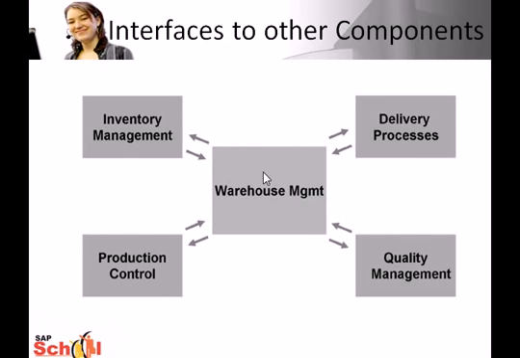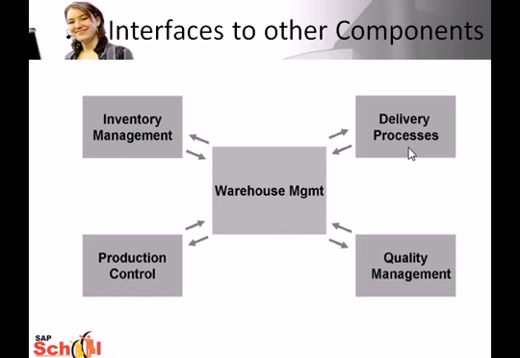Warehouse management has interfaces with different components: inventory management, delivery processes, production planning and control, and quality management. Out of these, probably the most significant is the interface to inventory management. Inventory management postings either trigger warehouse management activities or mark their completion in goods receipt and goods issue processes. And we will take a closer look at those goods issue and goods receipt processes as we move forward.